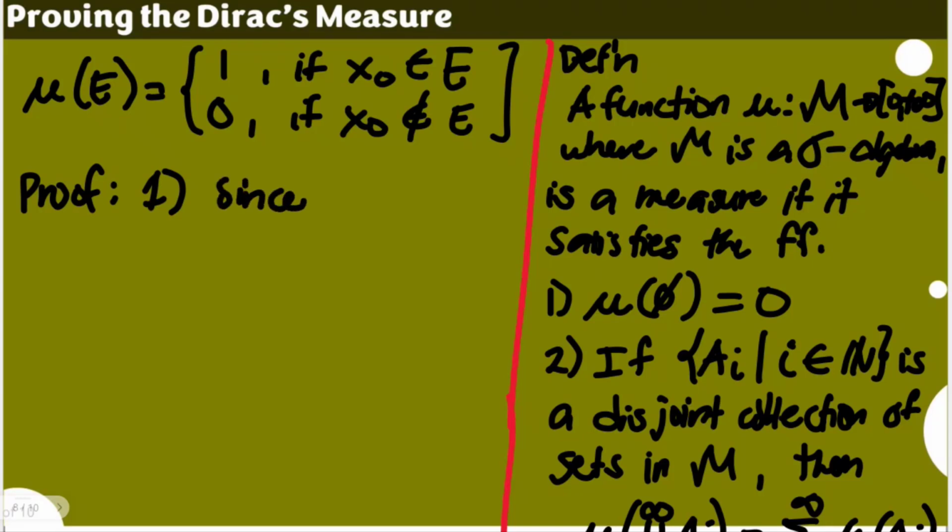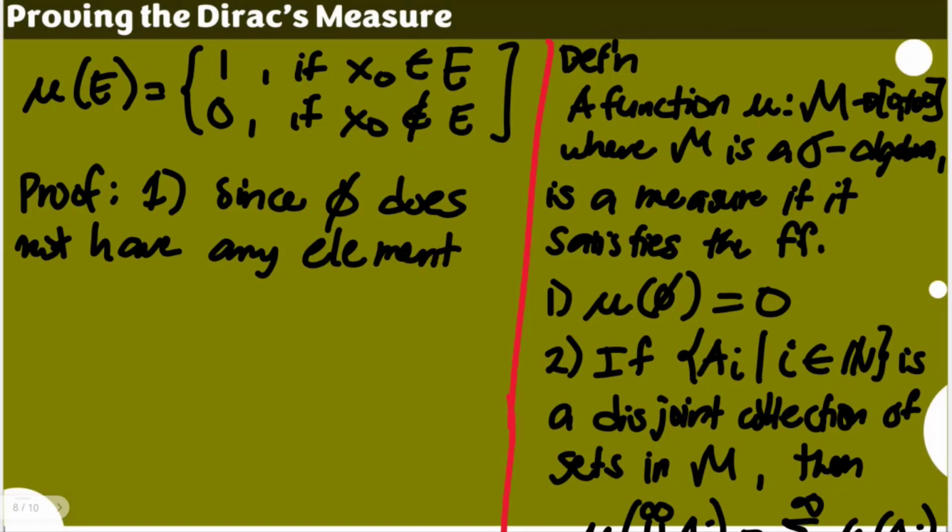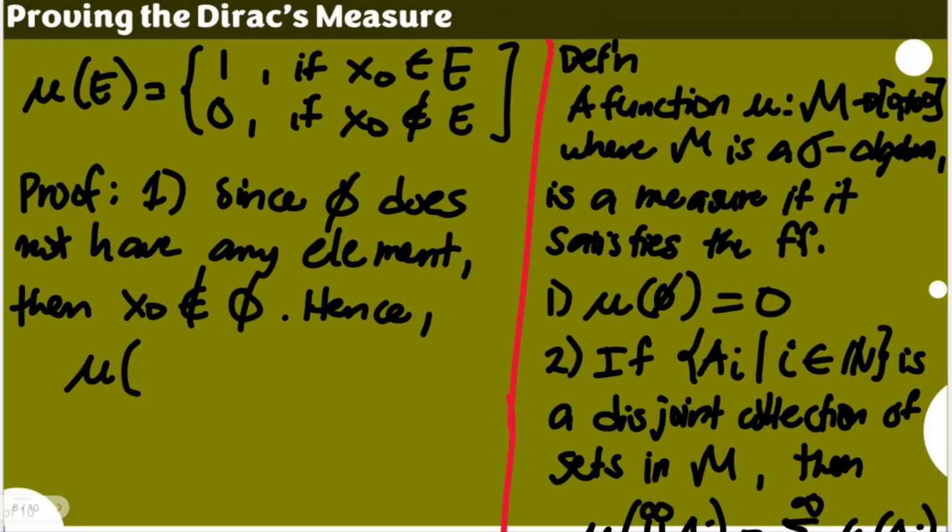Since the empty set does not have any element, then x sub o should not be an element of the empty set. Hence, the mu of the empty set, since it doesn't have any element and x sub o should not be an element of it, the answer is the second statement. Since x sub o is not an element of that set E, in this case the empty set, we are able to satisfy the first condition.